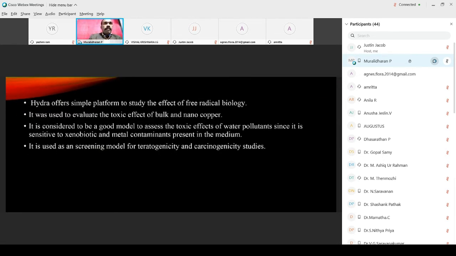And this Hydra offers a simple platform to study the effect of free radical biology. So it is being used to evaluate the toxic effects of bulk and copper nanoparticles. So nanoparticle toxicity can be evaluated using this hydra, and it is considered to be a good model to assess the toxic effects of water pollutants, and it is sensitive to xenobiotics as well as metal contaminants present in the medium. So it is a very good alternative to study environmental toxicology, and it is used as a screening model for teratogenicity and carcinogenicity studies.